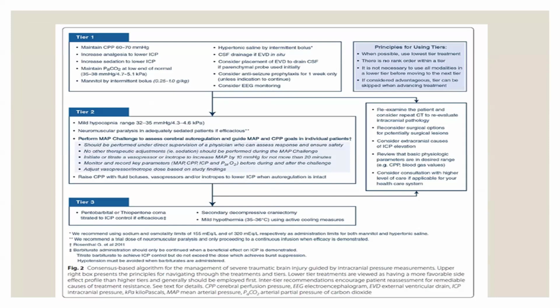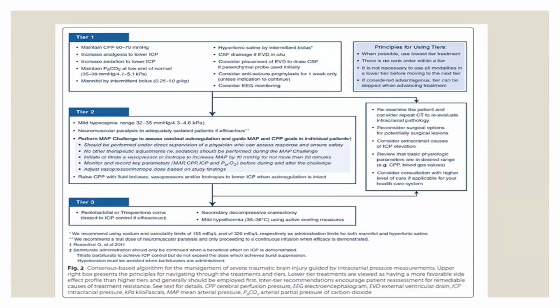Tier 1 includes maintaining cerebral perfusion pressure between 60 to 70, analgesia and sedation to lower ICP, maintaining PaCO2 between 35 to 38, then mannitol by intermittent boluses in the dose of 0.25 to 1 gram per kg, hypertonic saline by intermittent bolus, and CSF drainage. If an EVD is in situ, consider placement of EVD to drain CSF. Consider anti-seizure prophylaxis for 1 week only.